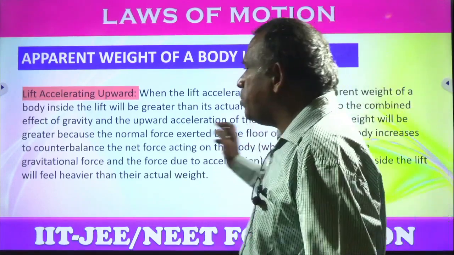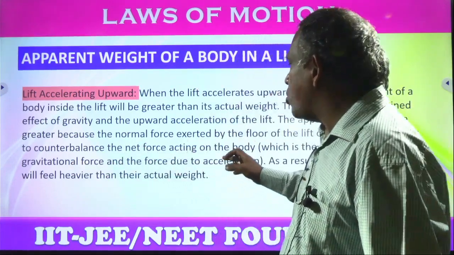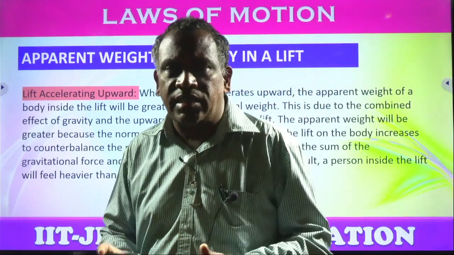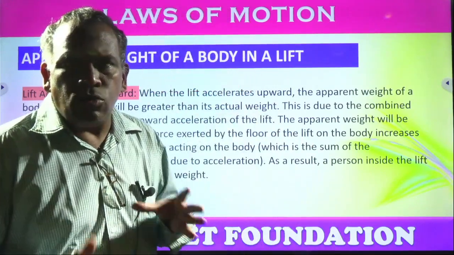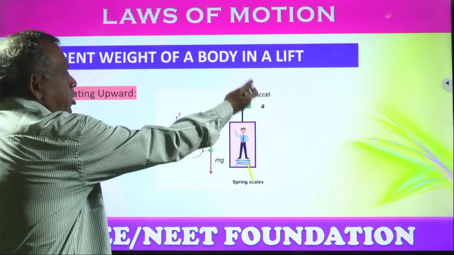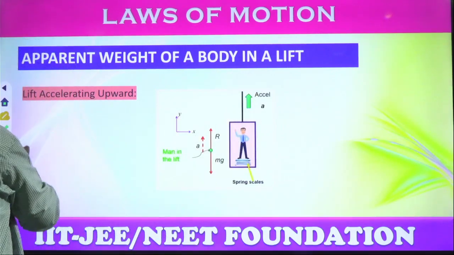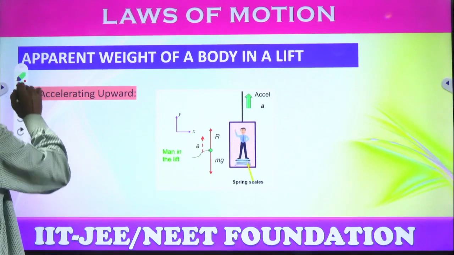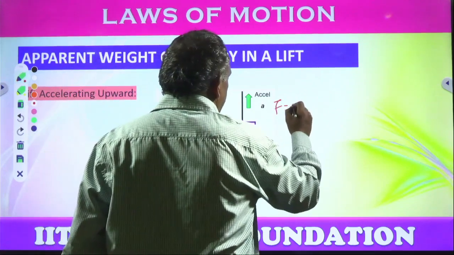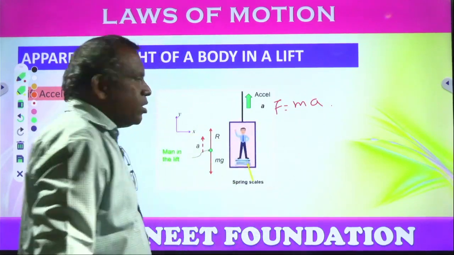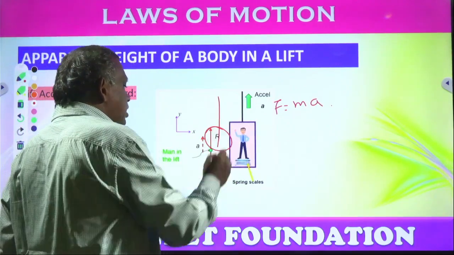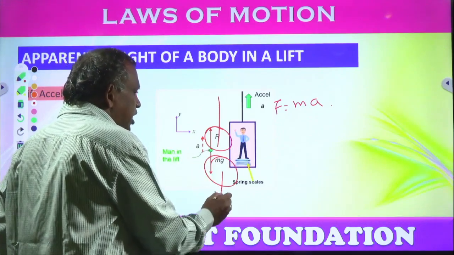The apparent weight will be counterbalanced by the net force acting on the body. So there are two different forces here. The lift is moving upwards, and due to the upward motion of the lift there is a force due to acceleration, that is mass into acceleration, ma. There is a normal reaction R acting upwards, and the gravitational force mg is acting downwards.